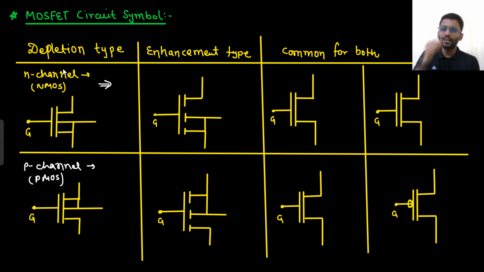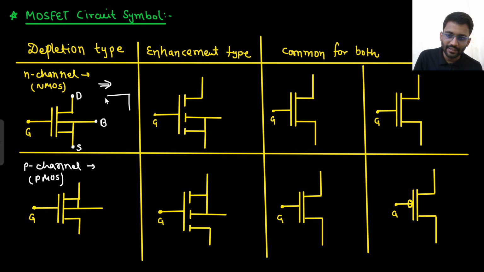So how do you denote the depletion type? There are two solid lines, this solid line, and then this kind of structure. Now this terminal will be drain, this will be source, and this will be body. Now there will be an arrow sign. So how will that arrow look?